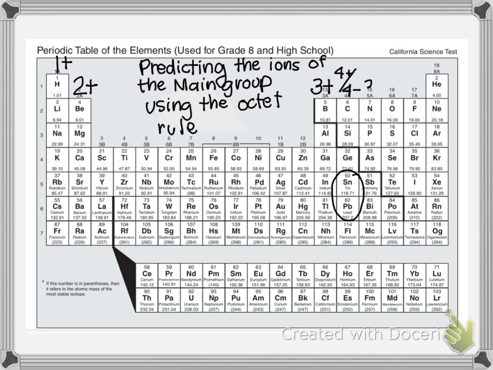And then 5A would be 3-. Now we're on the nonmetal side and they're gaining electrons. 6A is 2-. 7A, the halogens, are 1-. And then the noble gases with a complete valence are very stable. They do not want to gain or lose electrons, so we do not predict charge for the noble gases. So we're going to be using these charges in a little bit, and that is the pattern that we predicted in Chapter 5.